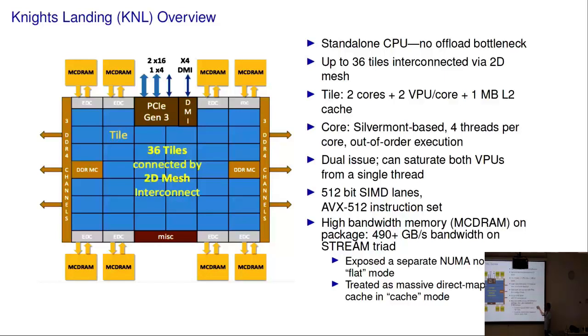You can actually work with this memory in a few different ways that you have to choose at boot time, how your KNL sees this. And usually you want to either expose it as a separate NUMA node in flat mode. It's a NUMA node that has no processors that live in it. And you can explicitly move things in and out of this NUMA node, or you can just choose to treat it as a massive direct map L3 cache in cache mode. The cache mode works surprisingly well, but you get the best performance actually treating it as a separate NUMA node. So that's what I do in the examples here.